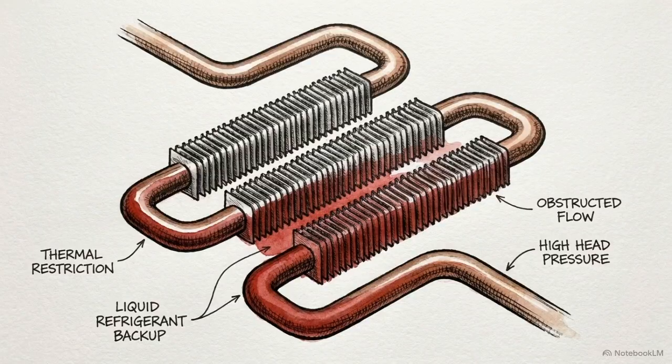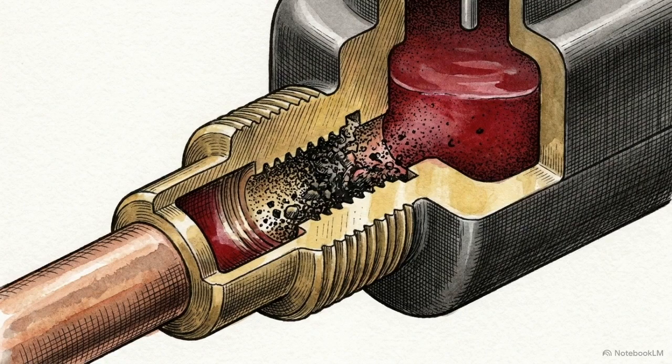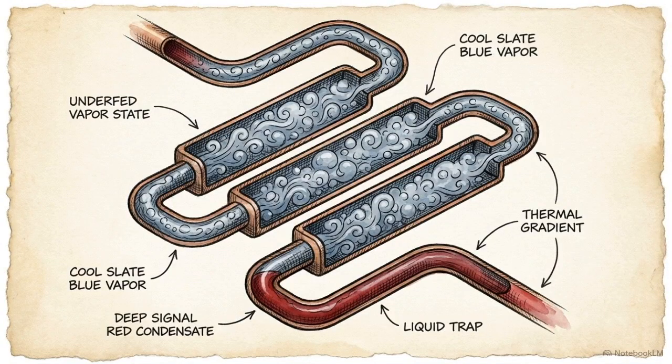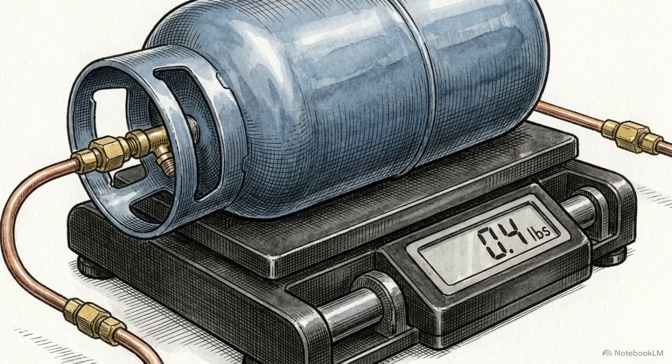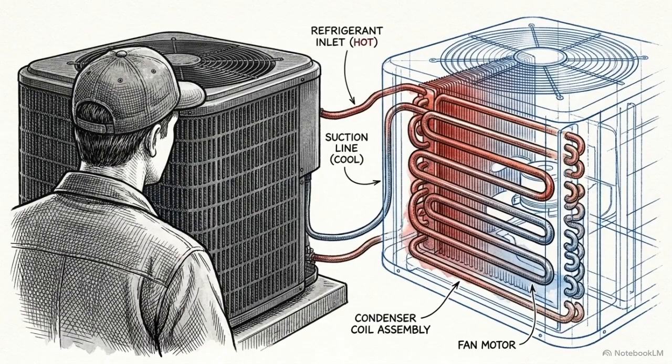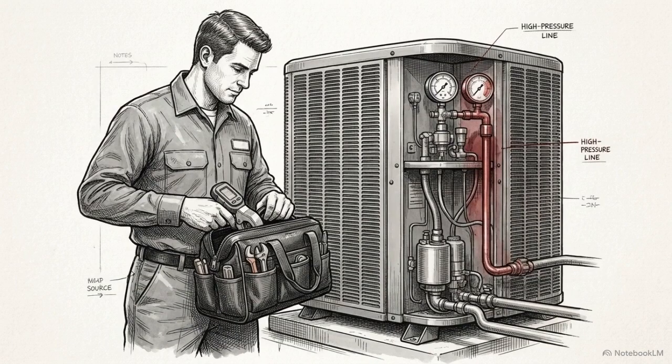If the subcooling calculates higher than 15 degrees, liquid is backing up inside the condenser. This points to an overcharged system, or a restriction in the metering device. If the subcooling falls below 8 degrees, the condenser is underfed. The vapor is struggling to condense, which is the primary indicator of a low refrigerant charge. Measuring subcooling gives you a verifiable window into the condenser. Instead of guessing based on gauge pressure, you calculate exactly how the refrigerant is behaving and diagnose the physical root of the problem.